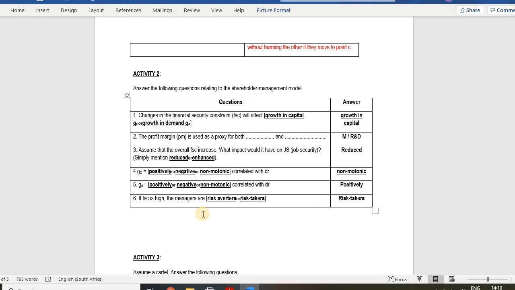And then the last question says, if financial security constraint is high, the managers are risk averters or risk takers. In this case, when the financial security constraint is very high, it means that in future there can be job losses. So these managers are taking risk. So in this case, the answer will be the managers are risk takers. Okay?